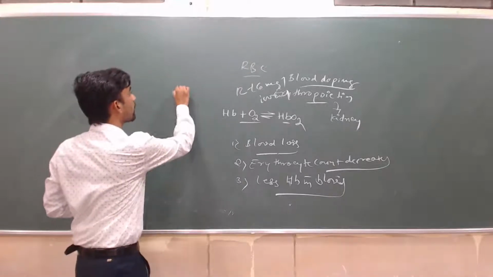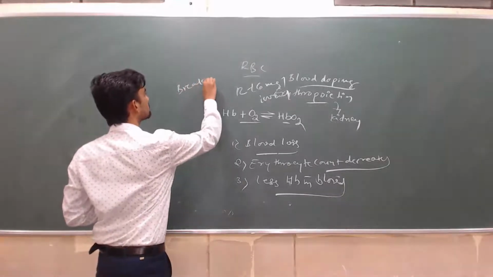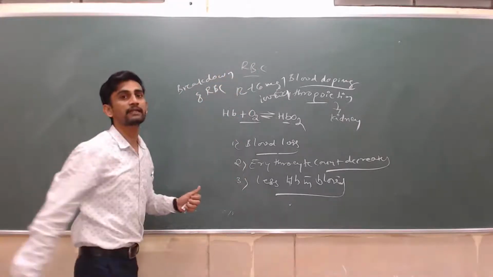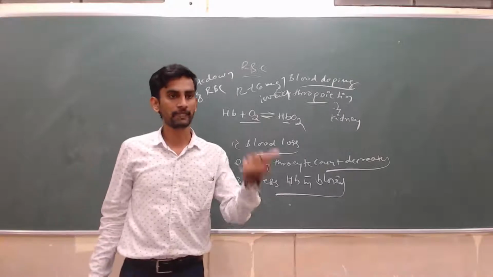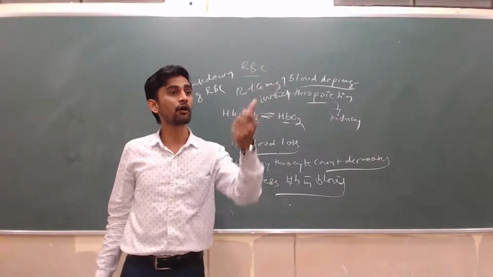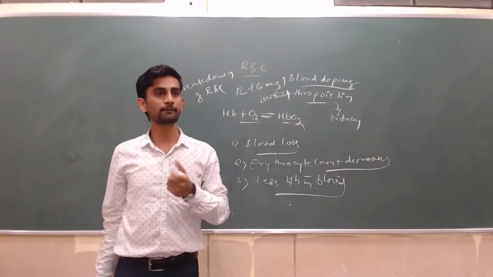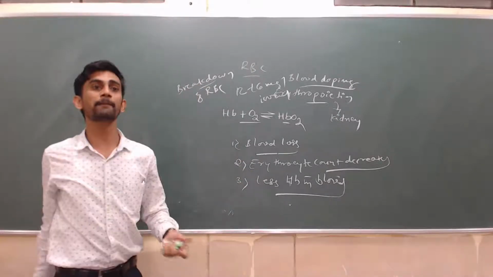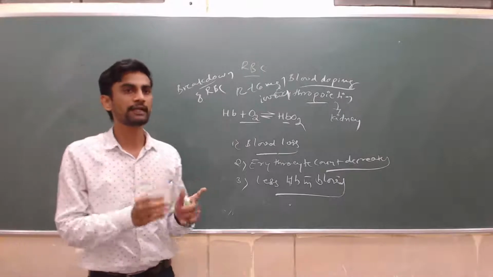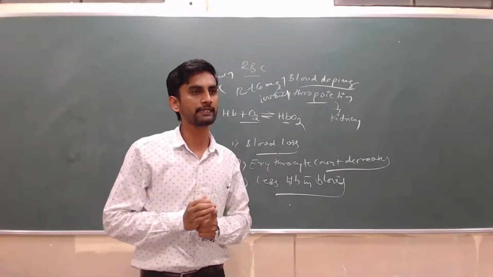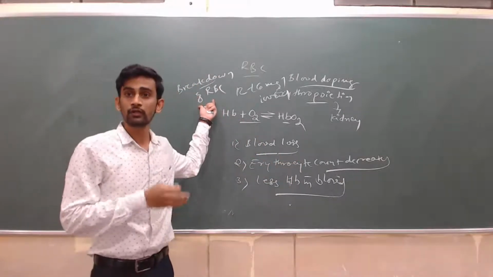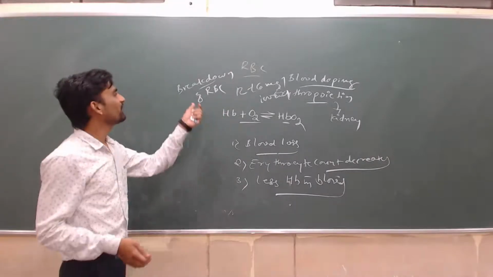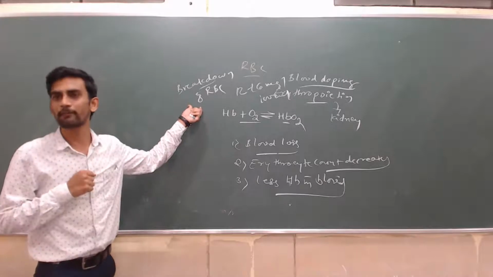If more breakdown of RBC takes place, where will it take place? In the spleen. That's why we call the spleen the graveyard, the smashan, of RBC. Why are we calling it that? Due to this breakdown of RBC. After completion of 120 days, they will directly go to the smashan only. Is it or not? So that's what we call the graveyard of RBC.